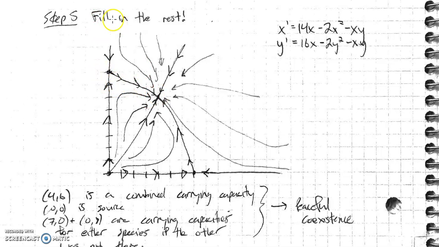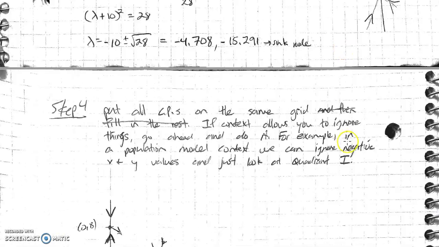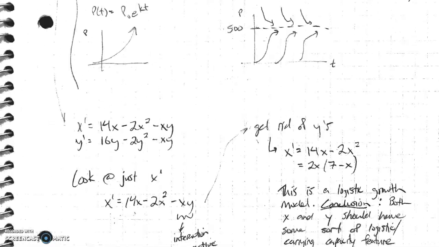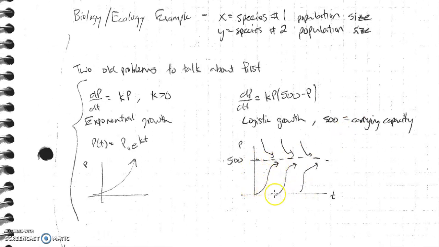So no matter where I start, unless I start at one of those four critical points, or on one of these axes, I'm going to slide into that spot right there. 0, 0, that's a source. If I have a little bit of one of them, or a little bit of the other, or a little bit of both of them, then their populations will grow. That is the same as being in this region down here. If I start with just a little bit of population right there, it'll go up eventually.